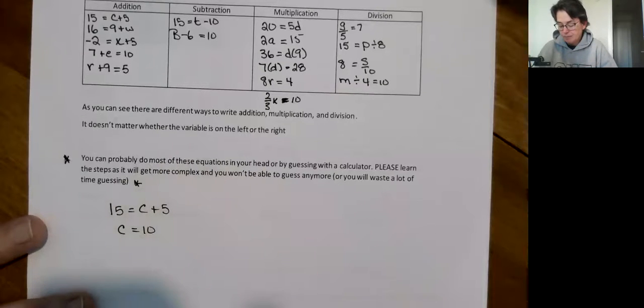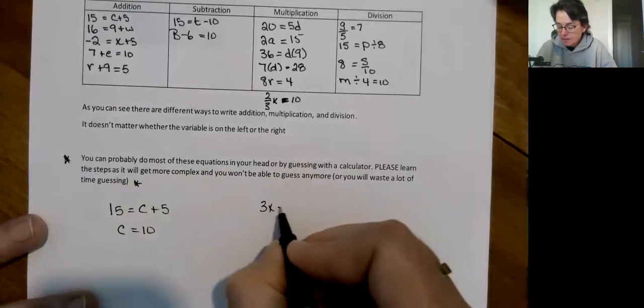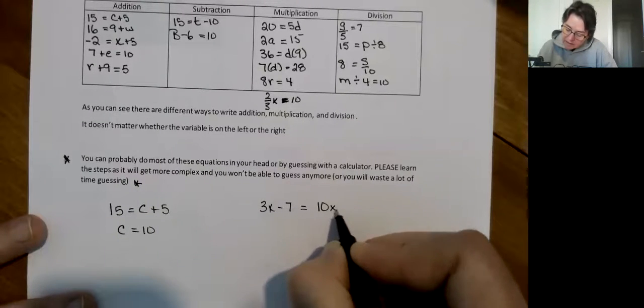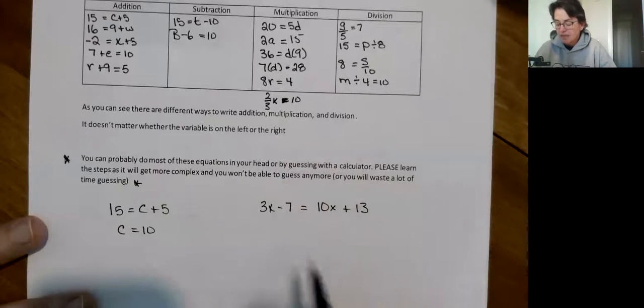And that's fine. But when you start getting 3x minus 7 is equal to 10x plus 13, it's going to be a lot harder to just look at it and guess what the answer is. I mean, some students do, and you end up wasting an awful lot of time doing that, but I'm going to show you how to solve this in a rather simple method. All right, that will be the second video.